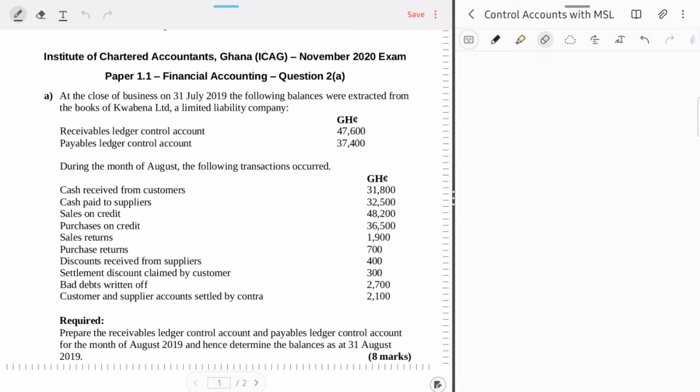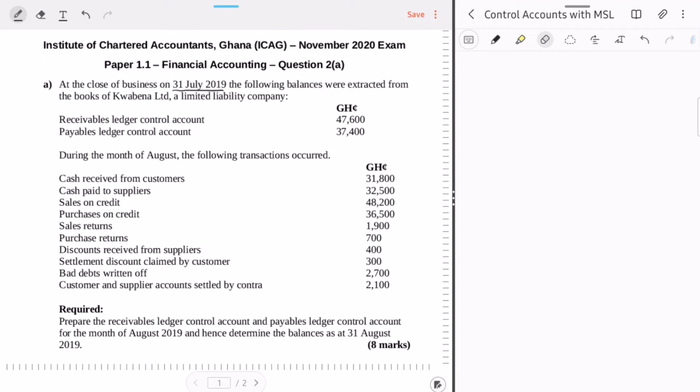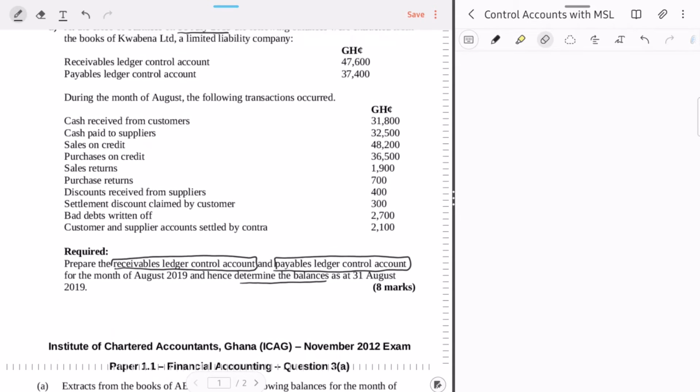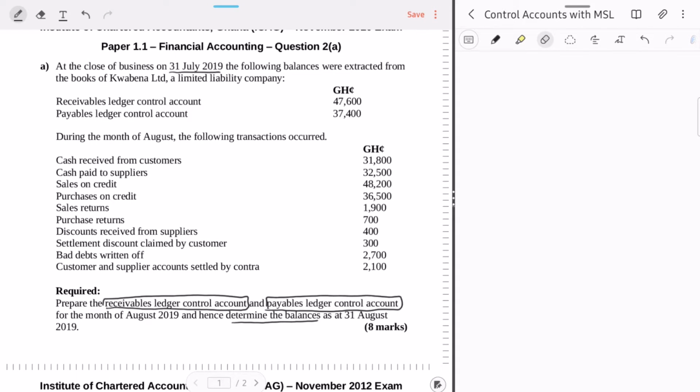So let's start. The first one, they are saying at the close of business on 31st July 2019, the following balances were extracted from the books of Kwabena Limited, a limited liability company. Then we come to the requirements. Required: prepare the receivables ledger control account and prepare the payables ledger control account for the month of August 2019 and determine the balances as at 31st August 2019. So we need to prepare two things: a receivables ledger control account and a payables ledger control account.